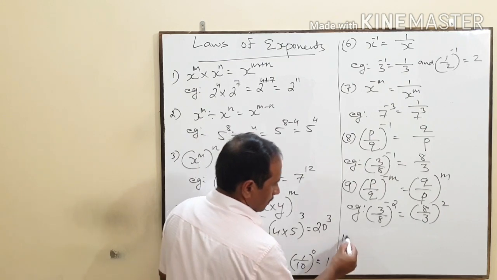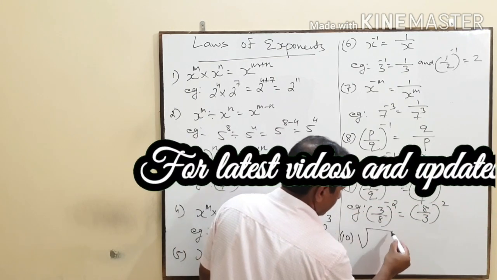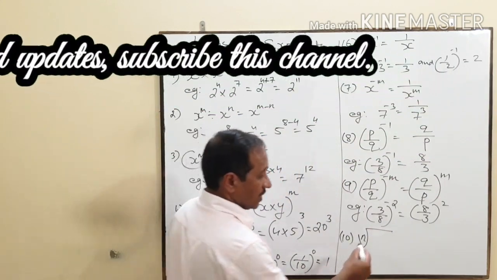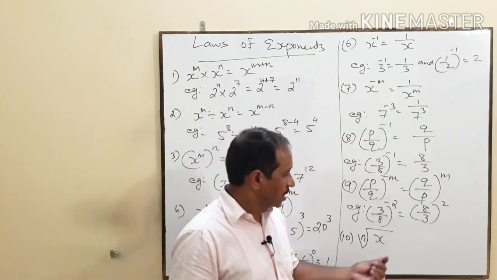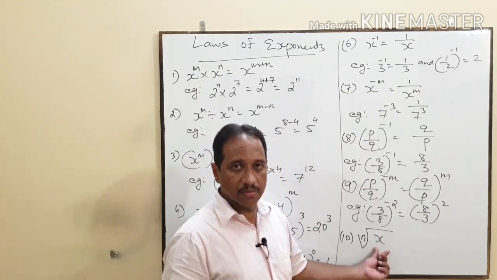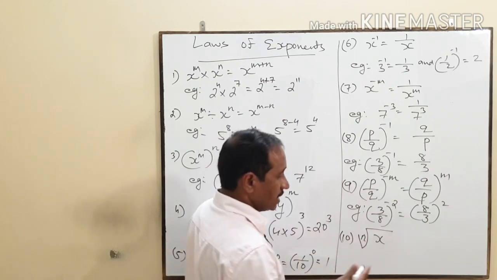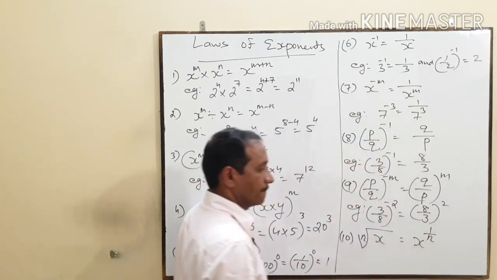Tenth one, nth root of x. Here x can be any rational number and n can also be any rational number. Then it is equal to x raised to 1 by n.